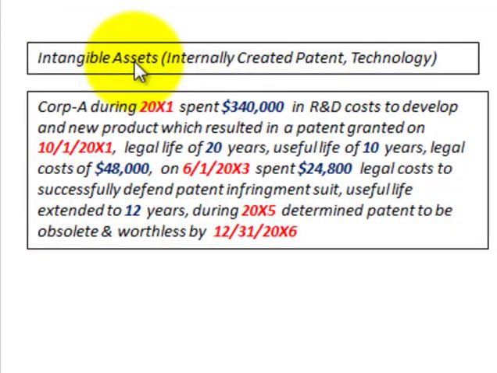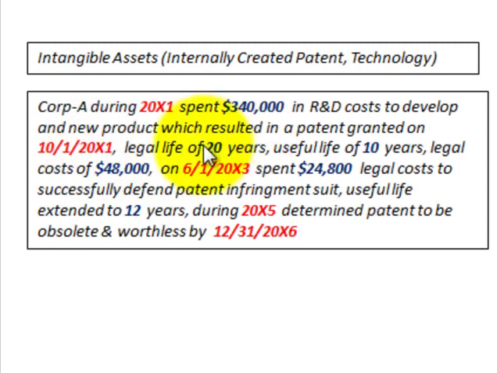What we're going to be looking at here is an intangible asset, and we're specifically going to be looking at an internally created patent, or a company developing their own patent, and it's related to technology. For example, Corporation A during 20X1 spent $340,000 in research and development costs to develop a new product, which resulted in a patent that was granted on October 1st of 20X1.